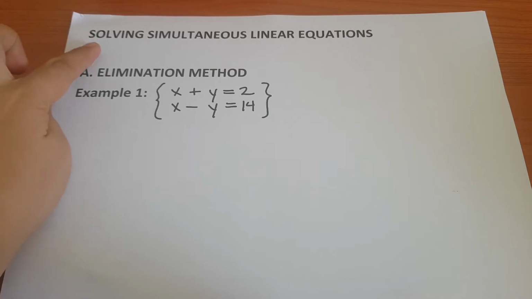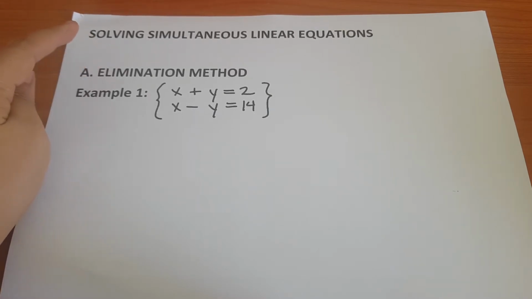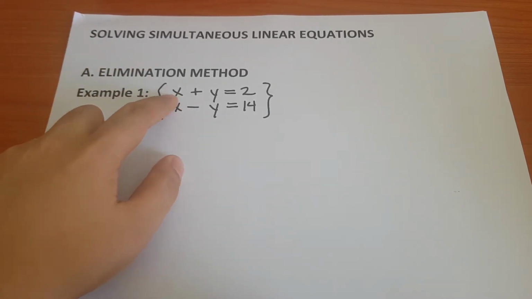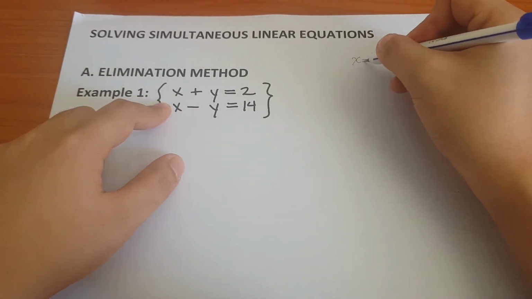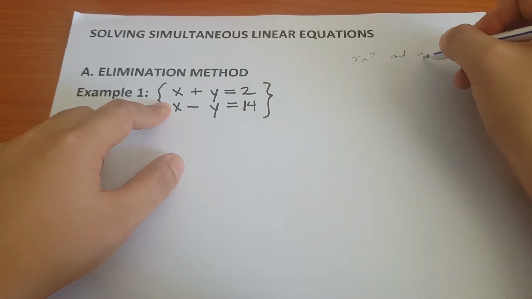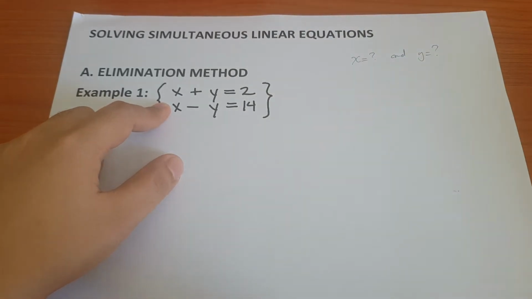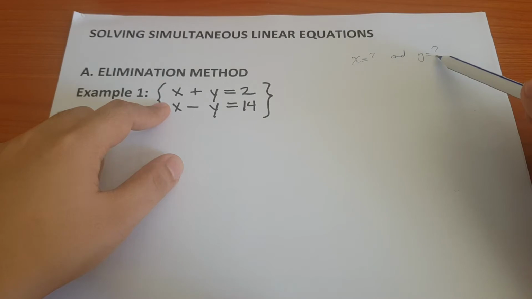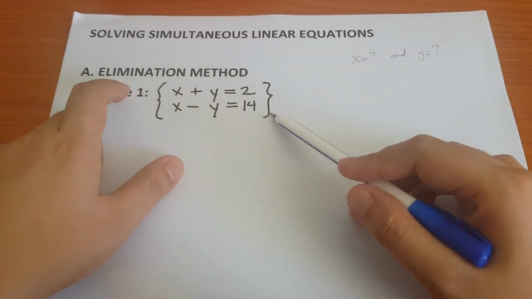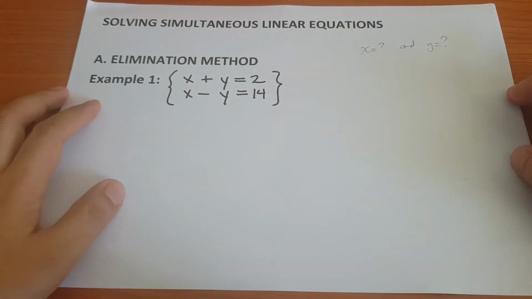Now, when you say solving simultaneous linear equations, we have two equations here, and we need to find what will be the value of x and what will be the value of y. So we want to find the value of x and the value of y in this kind of equation. So what do you mean by elimination?